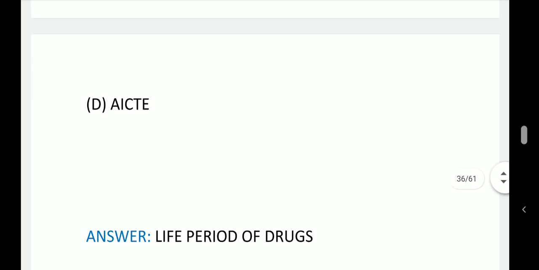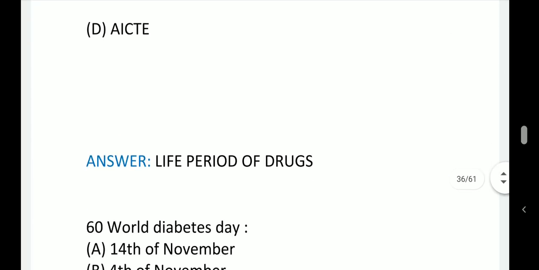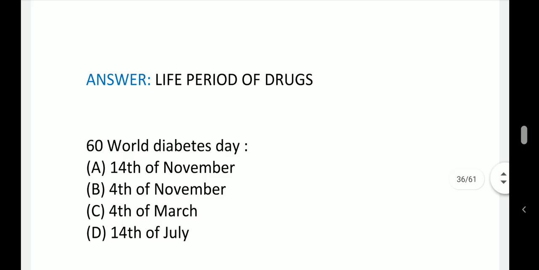Answer is life period of drugs. That is option C is the correct answer. Question number 60. World Diabetes Day. Option A, 14th of November. Option B, 4th of November. Option C, 4th of March. Option D, 14th of July.